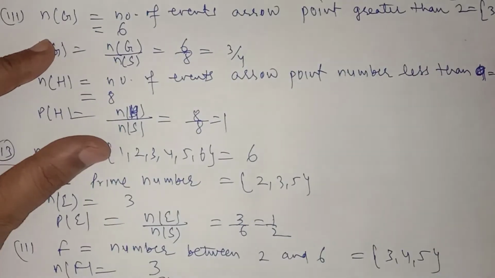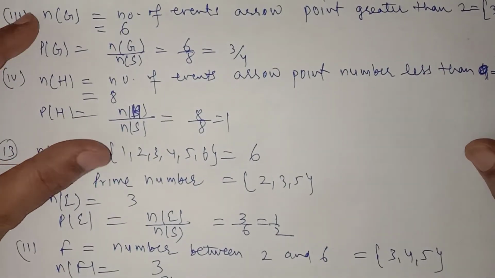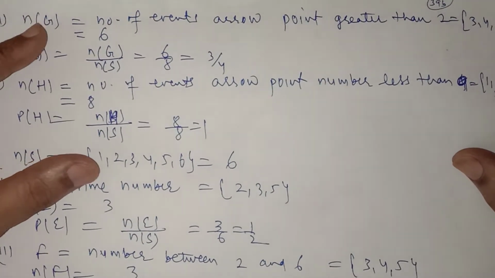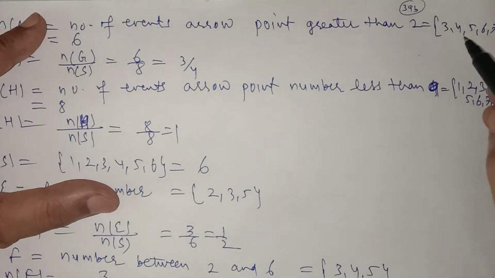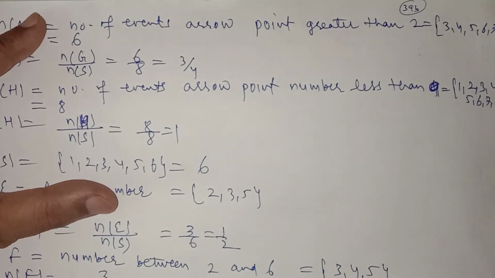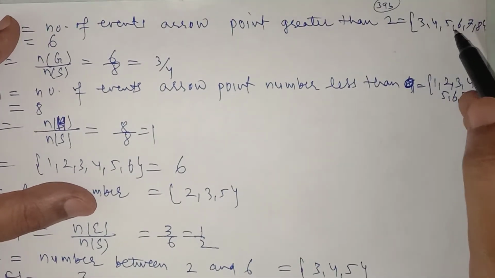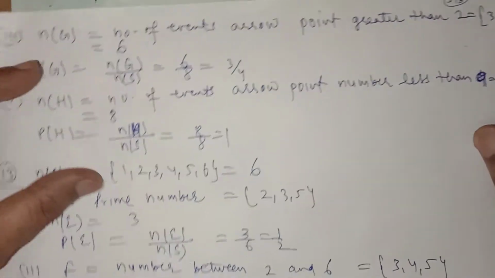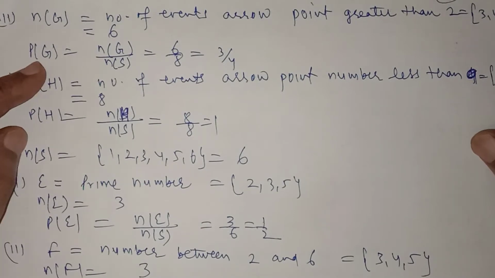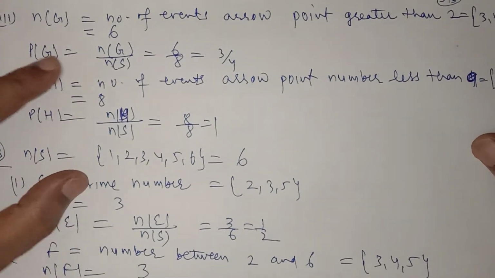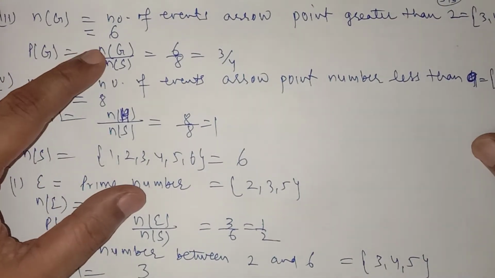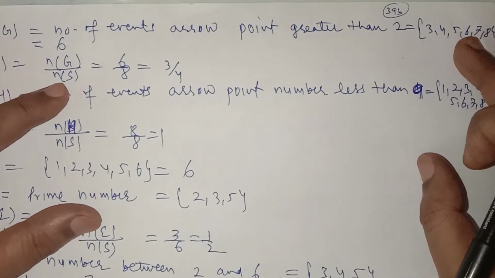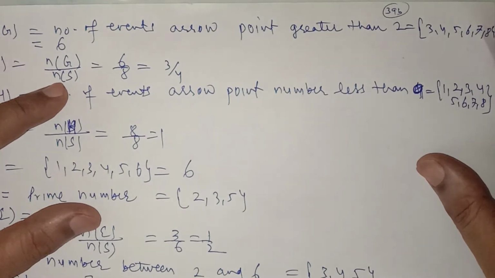Now in the third part, you have to find the probability that the arrow should point to a number greater than 2. So how many events are there that are greater than 2? That is 3, 4, 5, 6, 7, 8. So how many events are there? 1, 2, 3, 4, 5, 6. So therefore 6 events. Let the event that it should be greater than 2 be G. Then the probability of getting G is NG upon NS. NG means the number of favorable events, which is 6, and the sample space is 8.